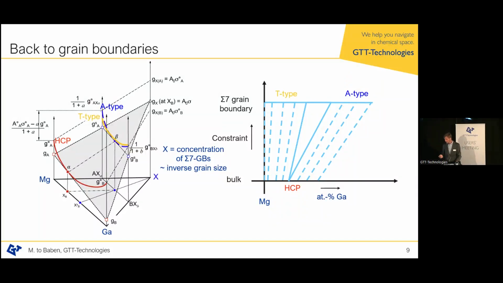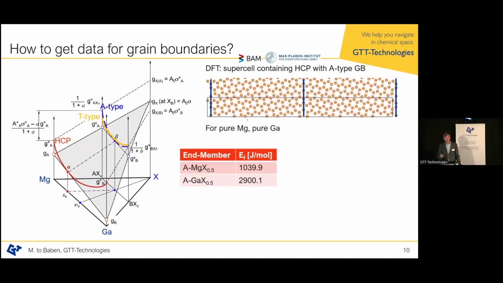So we have to include another Gibbs energy function here. We have to model this on the grain boundary phase to describe the T-type grain boundary. And then once we have that, we can calculate the ternary equilibrium between the bulk here, the T-type here, and the A-type grain boundary here. Okay, wonderful. How do we do this really in practice?